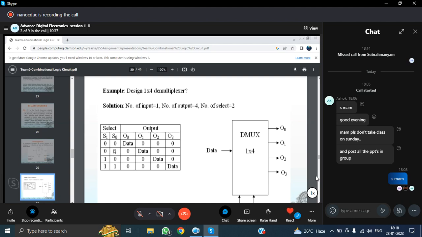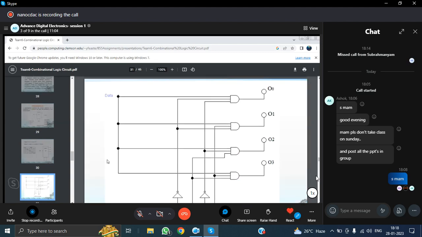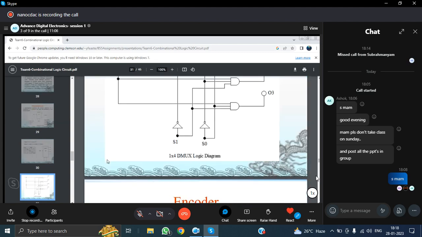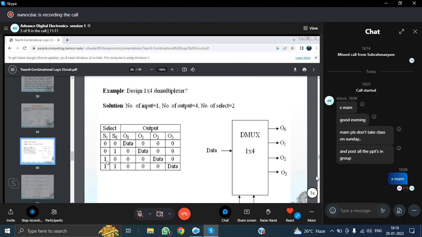For 0 1, the data will be driven to O1, and O0, O2, O3 will be zeros. For the 1 0 combination, the data is driven to O2, and the rest of the output lines are zeros. Here for 1 1, data is driven to O3, and the rest of the output lines will be zeros. Like this you will be designing a 1 by 4 demultiplexer. This is the logic diagram for the 1 by 4 demultiplexer.